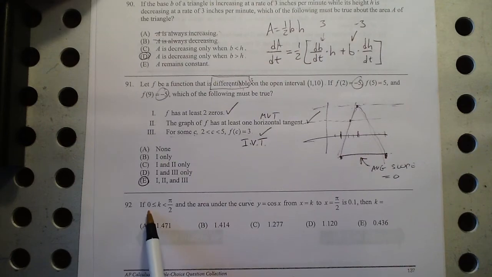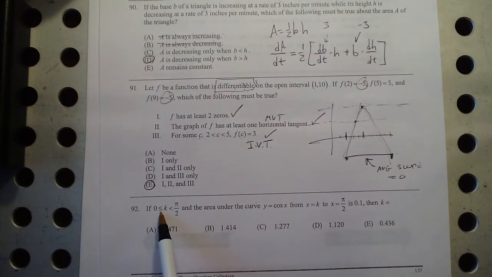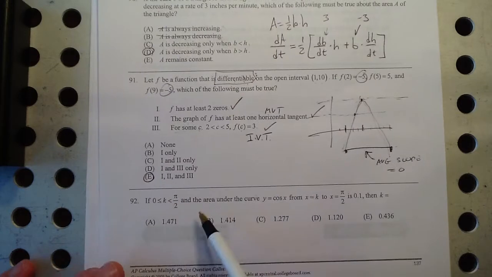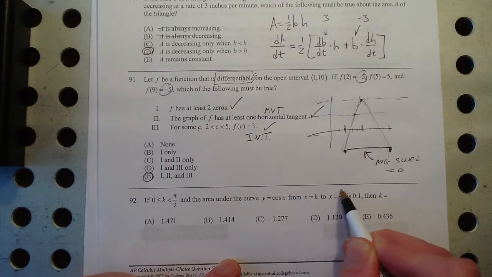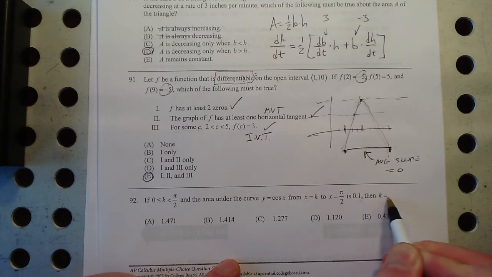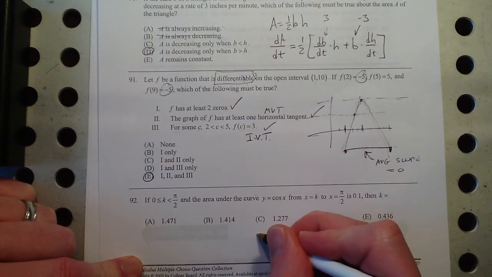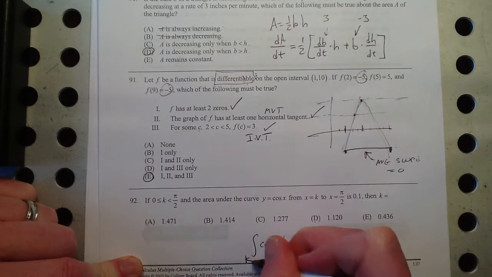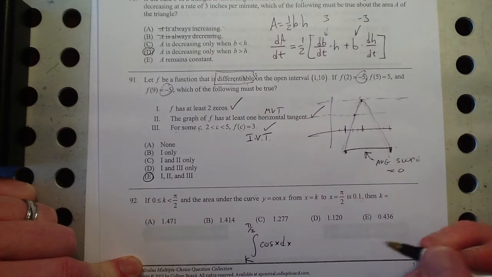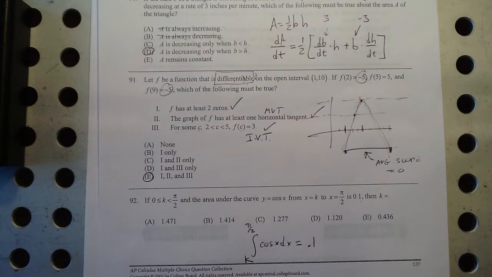Number 92. Is this the last one? Hey, this is our last multiple choice. Great. So if k is some number between 0 and pi over 2, and the area under the curve y equals cosine x from k to pi over 2 is 0.1, then k is equal to, all right, well, let's set up the integral for this. So the area under the cosine function from k to pi over 2 is equal to 0.1. We're trying to solve that equation.